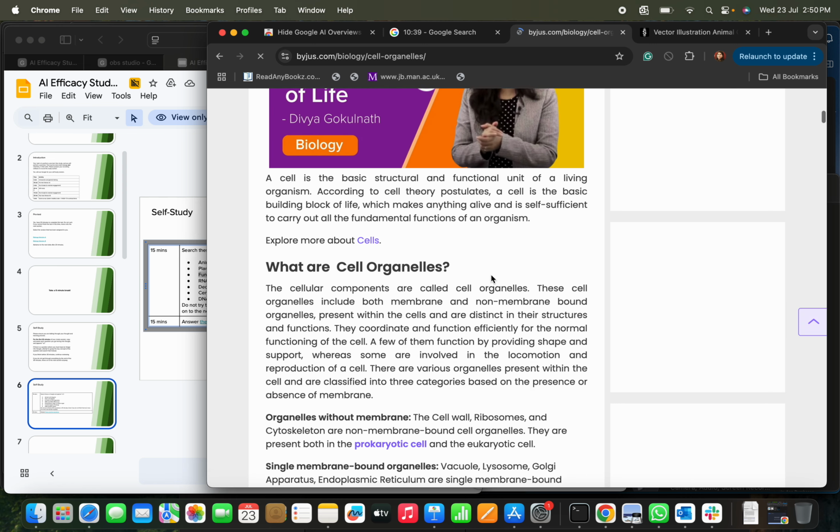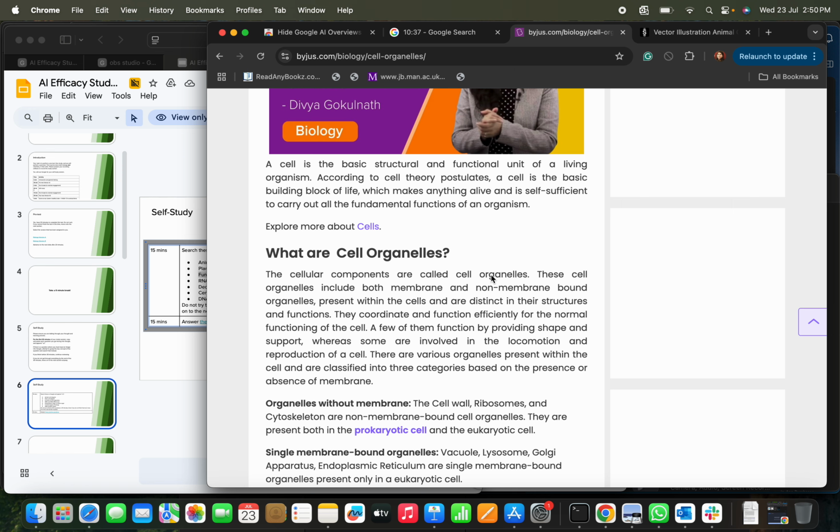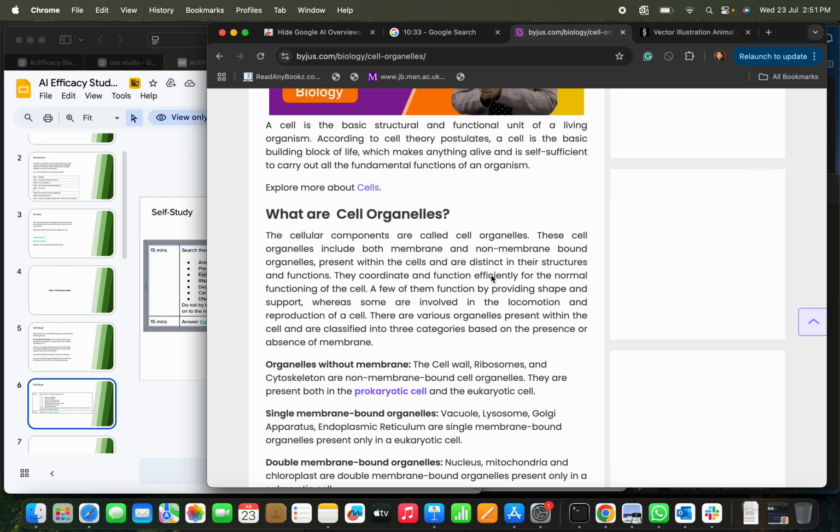A cell is a basic structure. The cellular components are called organelles. The cell organelles include both membrane and non-membrane bound organelles. They coordinate and function efficiently for the normal functioning. A few of them function by providing shape and support, whereas some are involved in locomotion and reproduction.